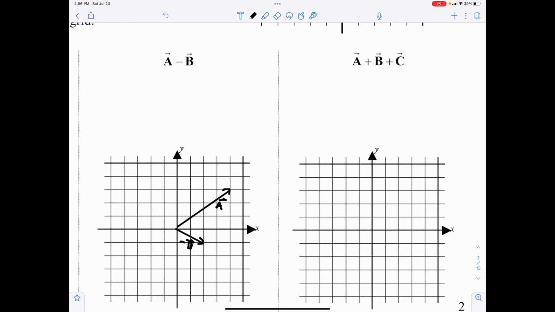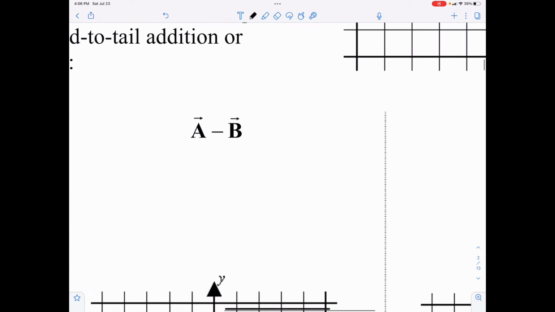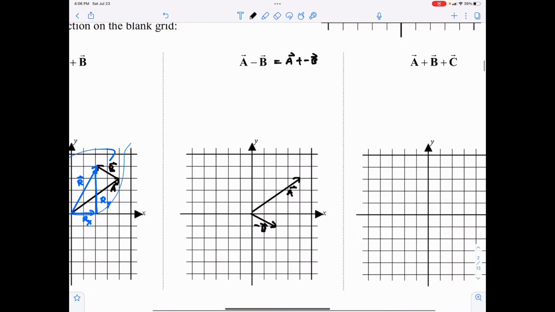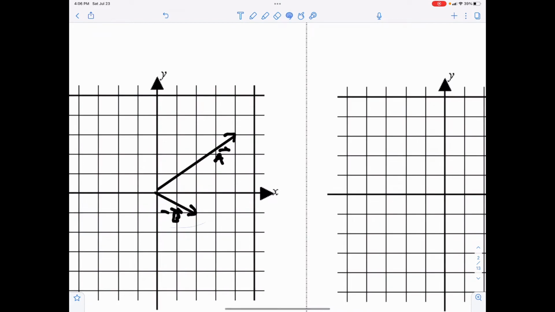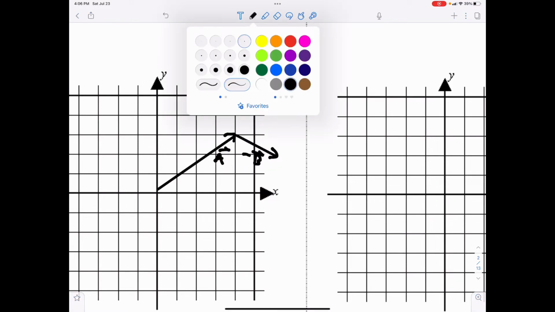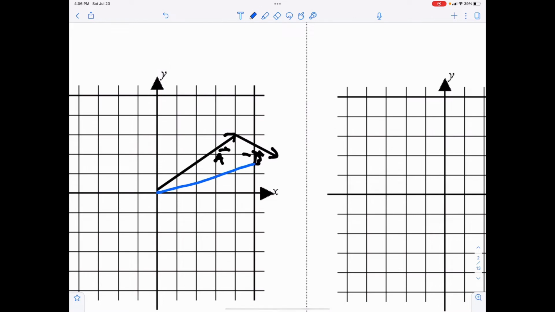And one thing to note, A minus B is really A plus negative B. So we're going to take that, we're going to move it down here, and our resultant vector, so color in blue, is over here. And it's approximately 6 units to the right and 2 units up.